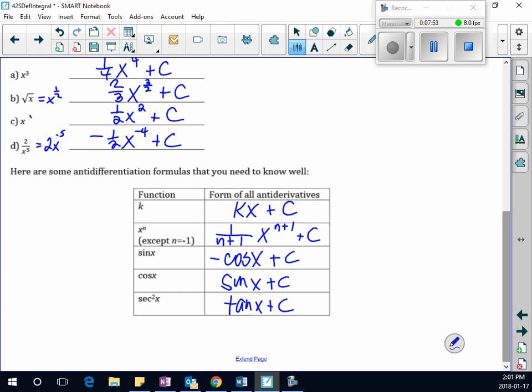Oh, before I go on, there was an exception here when n was negative 1. You can't use this rule here. What do you use? Because what is x when it's negative 1? X to the power negative 1? Oh, so you're going to get 1 over x. Does anybody remember what derivative gives you 1 over x? Yeah, that is the ln of x there.